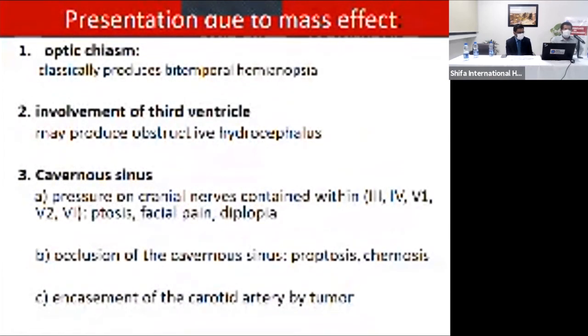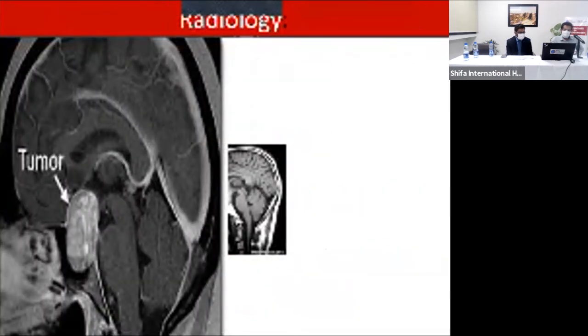Second type of presentation can be due to the mass effect. If they are compressing the optic chiasm, may result in bitemporal hemianopsia. Involvement of the third ventricle may result in obstructive hydrocephalus. And if these invade the cavernous sinus, may result in the picture of third, fourth, trigeminal first and second branches, and the sixth nerve involvement. So this is basically an MRI T1 contrast enhanced image of the pituitary adenoma.